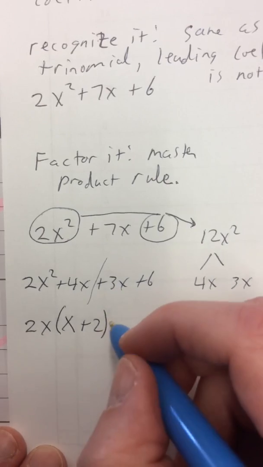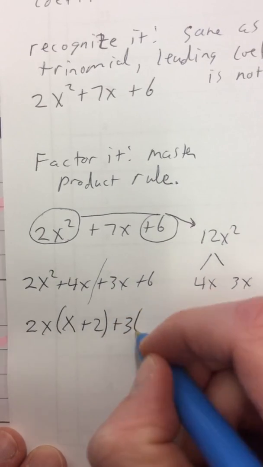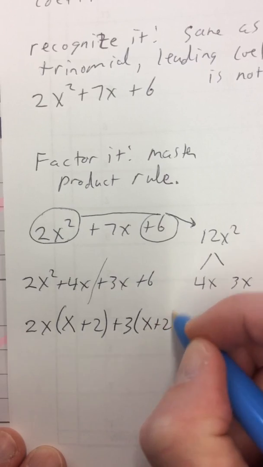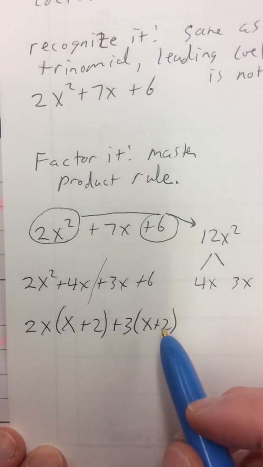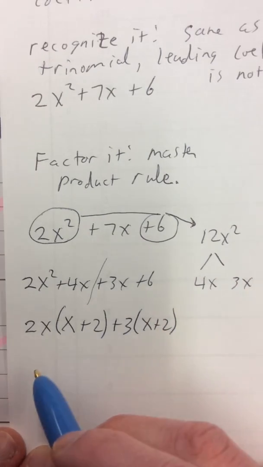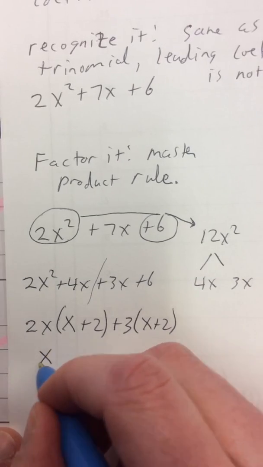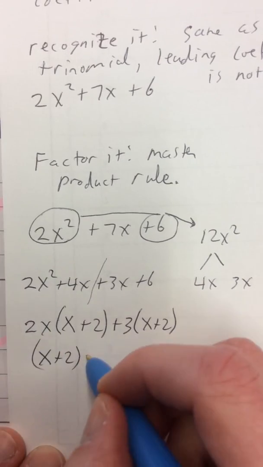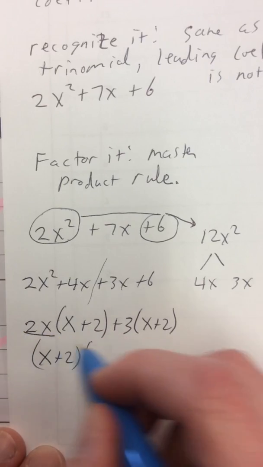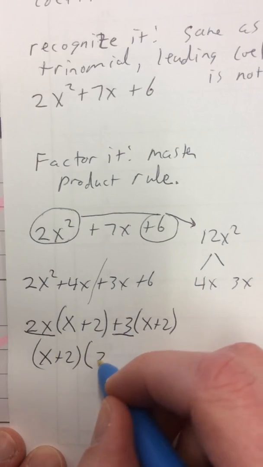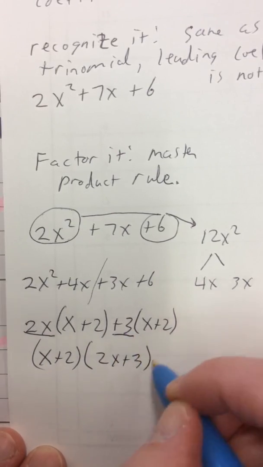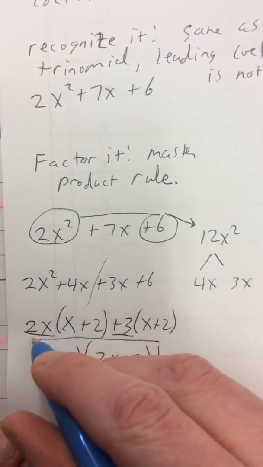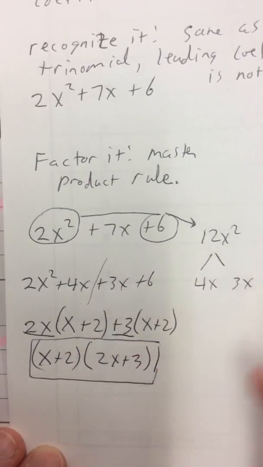And we see that 3 goes into both of these, and we have a 3 times x plus 2. And then we notice there's an x plus 2 here and here, so we factor that out. It's a common term or a common factor. So we factor out the x plus 2. And what do we have left? That and that. 2x plus 3. And we are done with our first master product example.